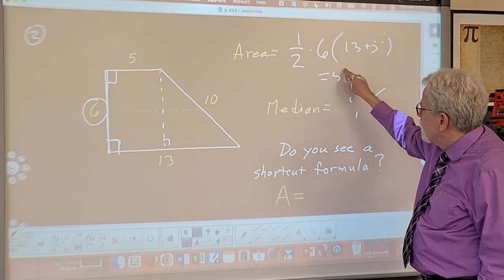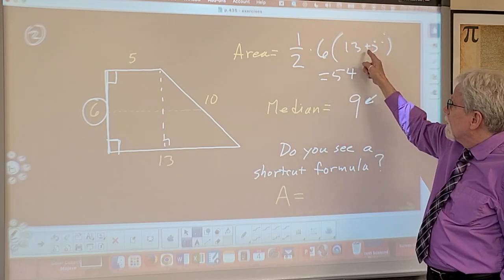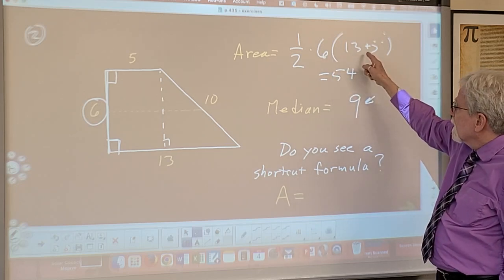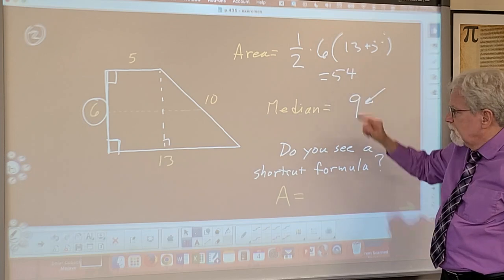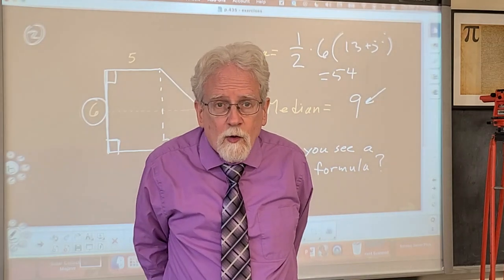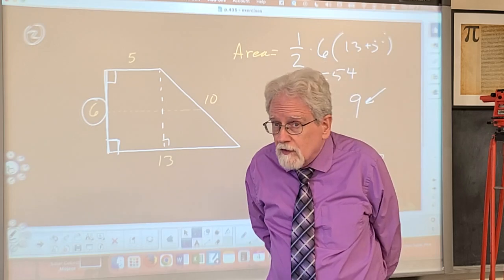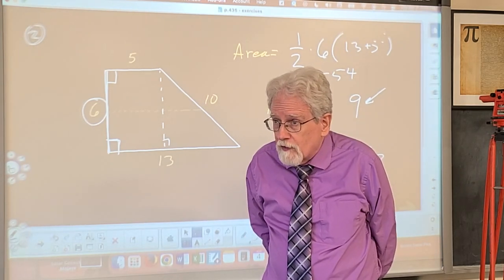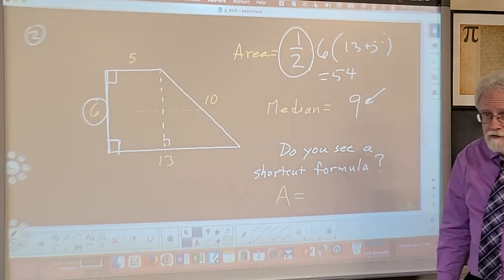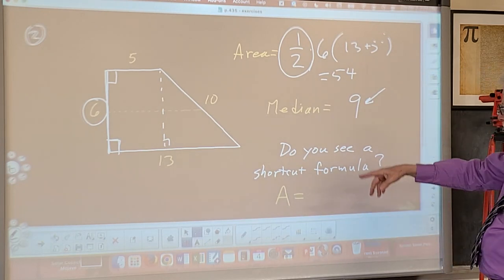Area is 54. Or we could have done half of 6 is 3, and 3 times 18 is 54. Or we could have done 6 times 18, and take half of that answer, and you'll get 54. Doesn't matter how you do it. I'm going to say it again. Don't take half twice. Taking half twice is the same thing as taking a fourth, and we're not supposed to take a fourth. We're only supposed to take a half. Just do it once.